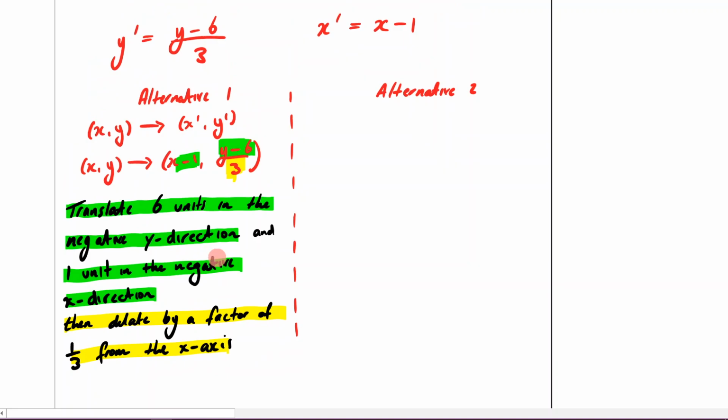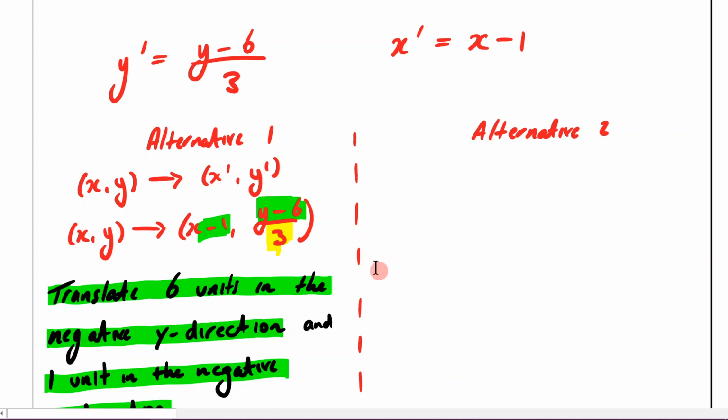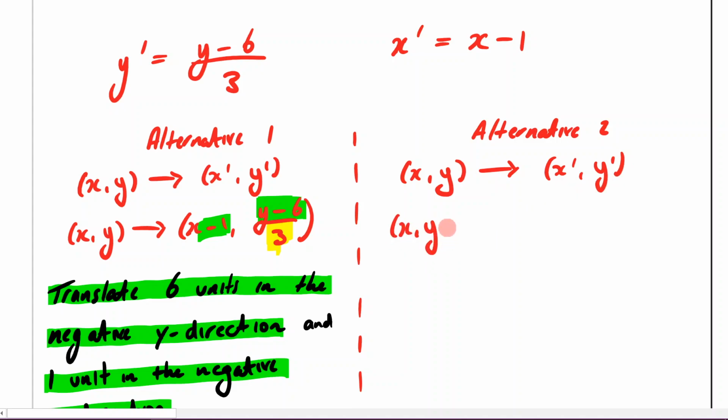Now, let's go through alternative 2, where the sequence is going to be different. Hopefully I'm not losing anyone. I know this stuff can be a bit tricky. So I've got x, y, and I'm going to x dash, y dash. Well, actually, before I do that, x dash is easy. It's just x minus 1.